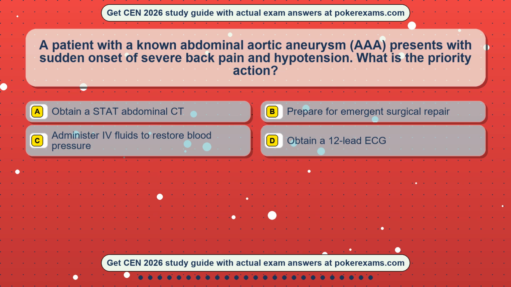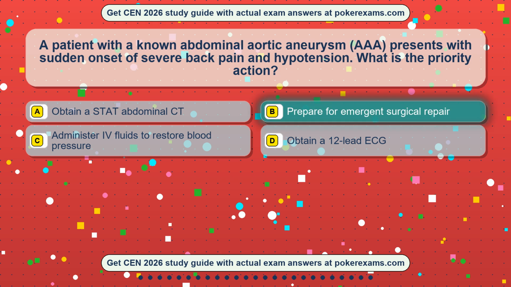Question 18. A patient with a known abdominal aortic aneurysm, AAA, presents with sudden onset of severe back pain and hypotension. What is the priority action? Option A, obtain a stat abdominal CT. Option B, prepare for emergent surgical repair. Option C, administer IV fluids to restore blood pressure. Option D, obtain a 12-lead ECG.